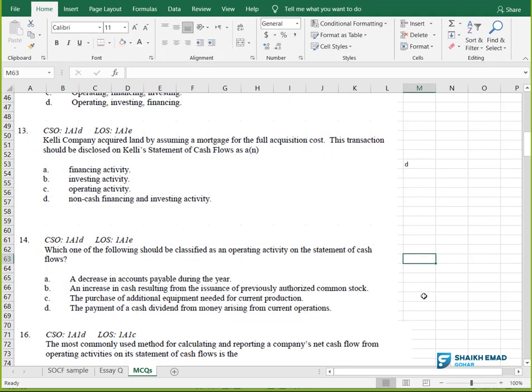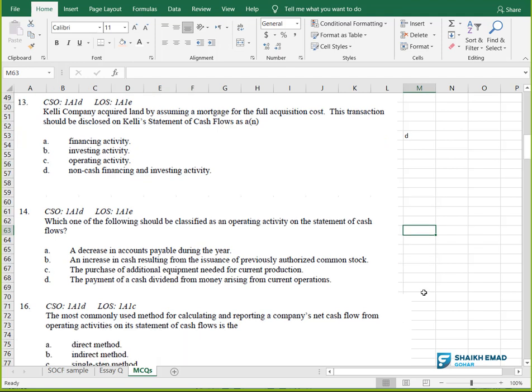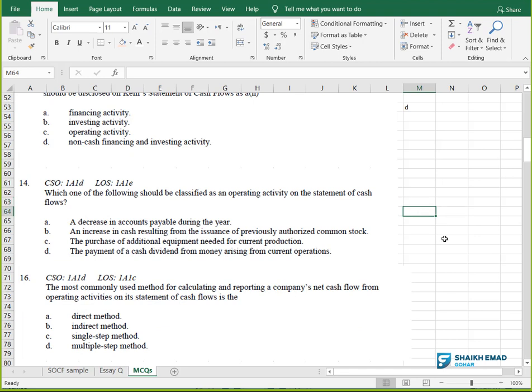Moving on, they say which one of the following should be classified as an operating activity on the cash flow? Think about it and let me know. What do you think? Decrease in payable. When you read these options, the first one is very clear. It's the answer, right? But you need to tell me why the other three are not the answers.